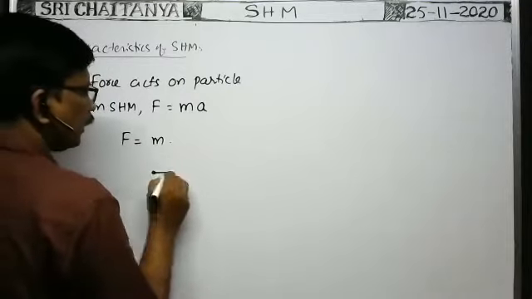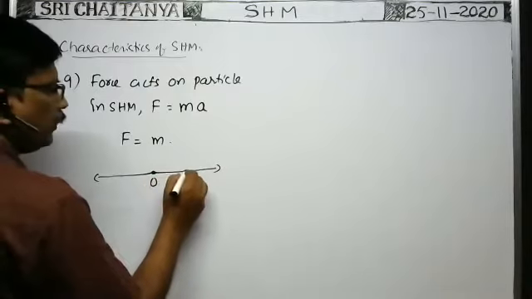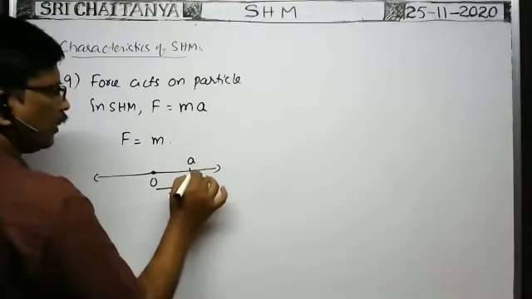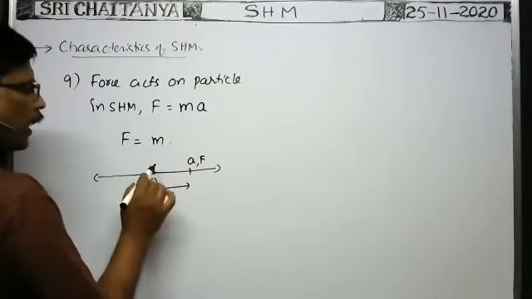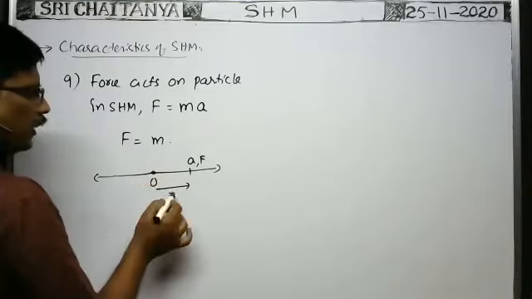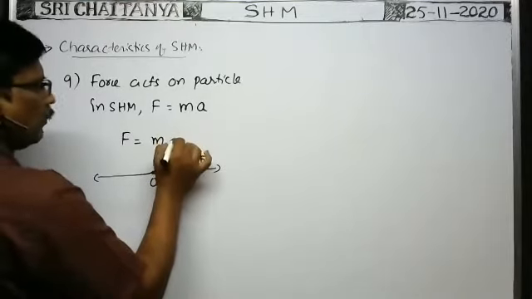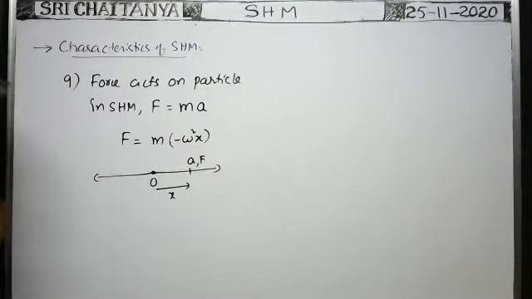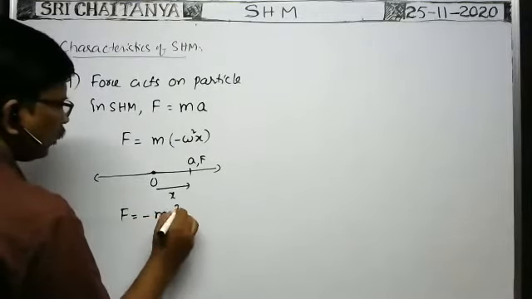Suppose the particle is making simple harmonic oscillations, and at a certain instant the particle lies at a distance x from the mean position. What is the formula for acceleration, and what is the force acting on the particle? Whenever the particle is displaced from the mean position by a distance x, the acceleration of the particle is equal to minus omega square x. Therefore, F is equal to minus m omega square x.